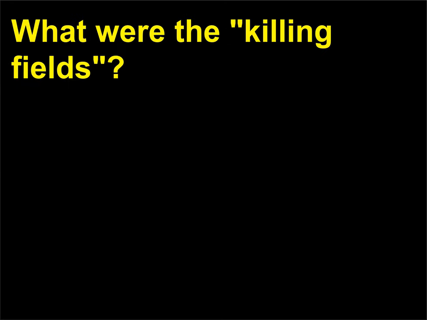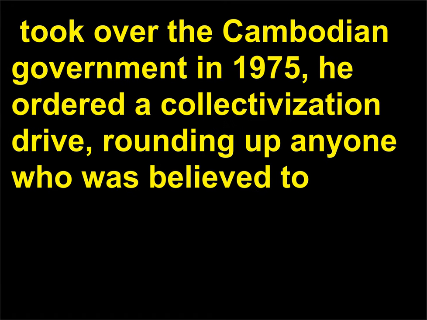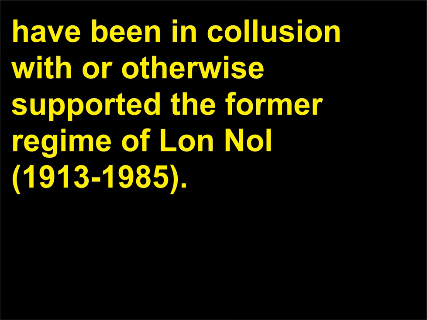What were the killing fields? After communist leader Pol Pot (1928-1998), head of the Khmer Rouge, took over the Cambodian government in 1975, he ordered a collectivization drive, rounding up anyone who was believed to have been in collusion with or otherwise supported the former regime of Lon Nol (1913-1985).